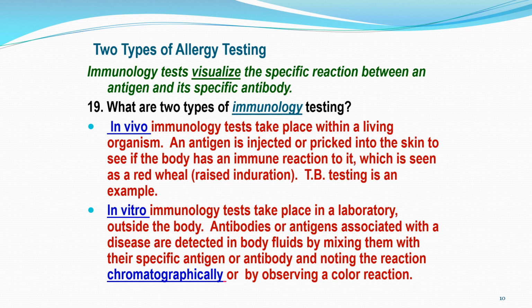Okay, let's move on to some types of allergy testing. There are two types. Immunology tests visualize the specific reaction between an antigen and an antibody. We have in vivo immunology testing that takes place inside a living organism. An antigen is injected or pricked into the skin to see if the body has an immune reaction to it, which is seen sometimes as a red welt or raised induration, like when someone has a TB skin test.